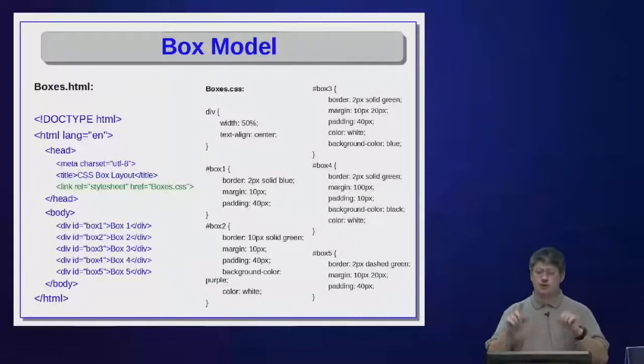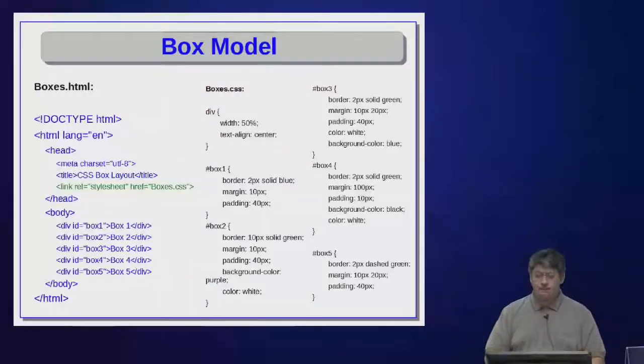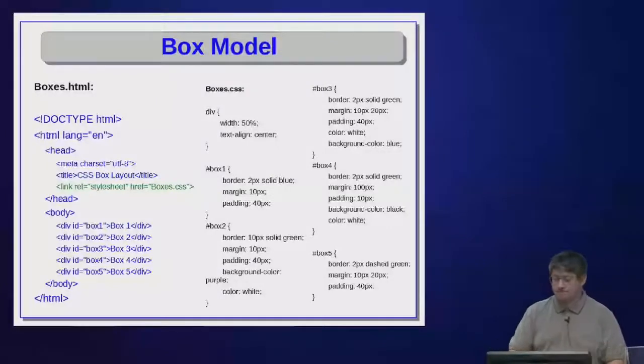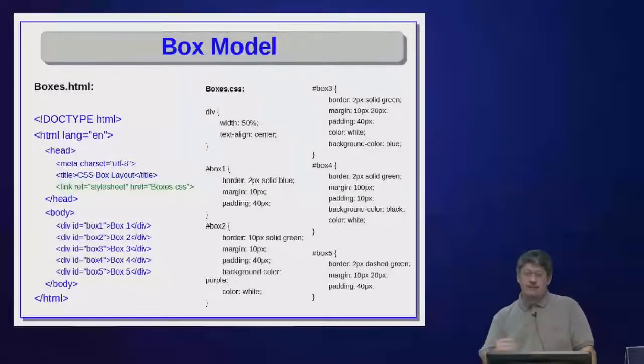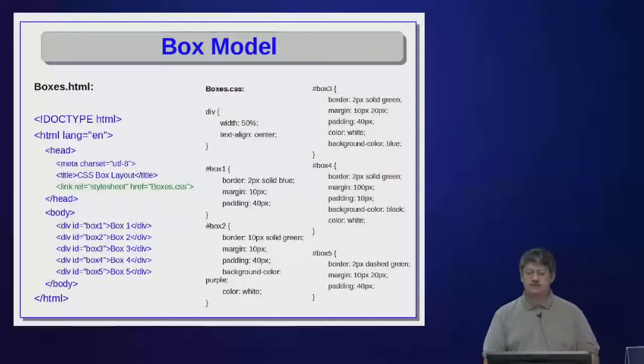Box 4 is going to have a green border. It's going to have 100 pixels of margin, so it's going to have a lot of margin all the way around. But it's only going to have 10 pixels of padding, so less padding and more margin. I'm going to give it a black background color with white text. Box 5 is actually going to be pretty much the same as box 3, except I'm going to give it a dashed border instead of a solid border, and I'm not going to make it white on blue.